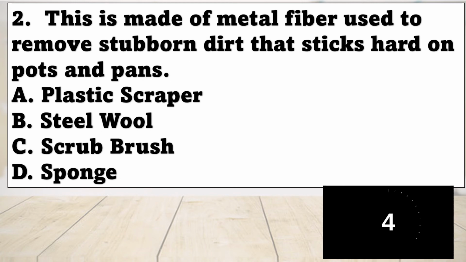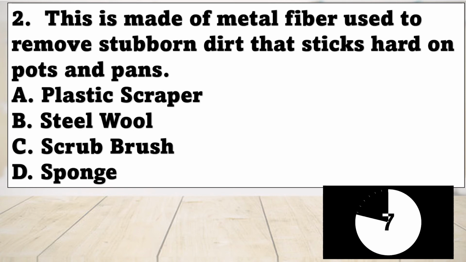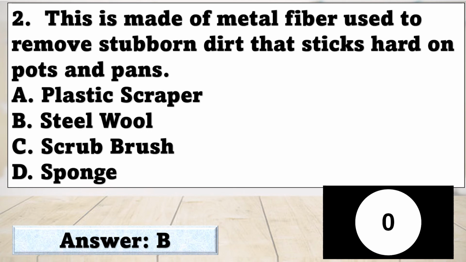Number 2, this is made of metal fiber used to remove stubborn dirt that sticks hard on pots and pans. A. Plastic scraper. B. Steel wool. C. Scrub brush. D. Sponge. The correct answer is letter B.